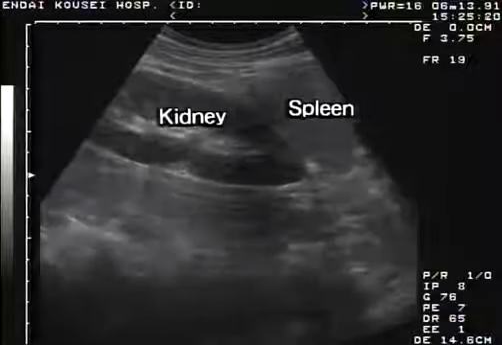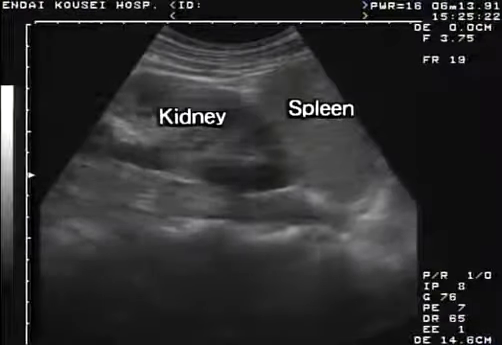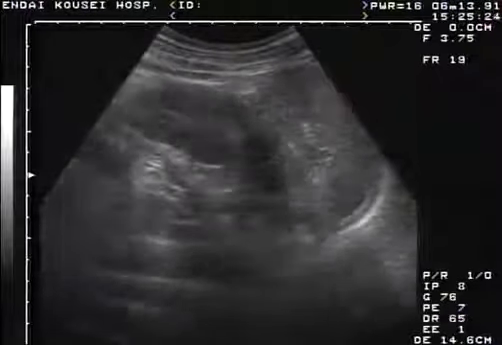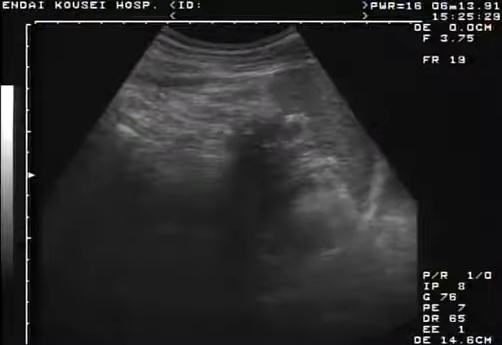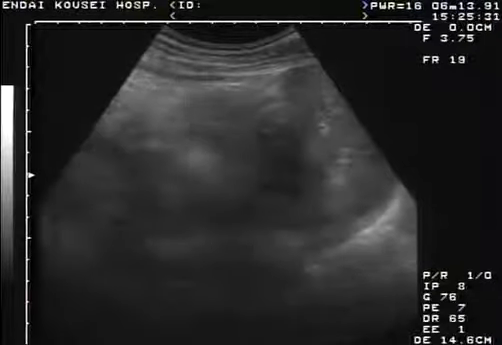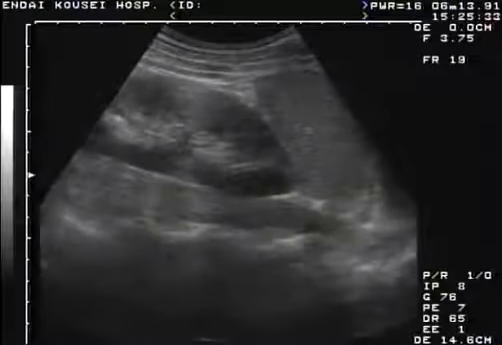The spleen and kidney are separated by a comparatively high echo area and are close together. However, if ascites is present, the spleen and kidney are farther apart and return no echo. Be careful not to miss this sign. Now, shall we evaluate cases using the left intercostal scan?